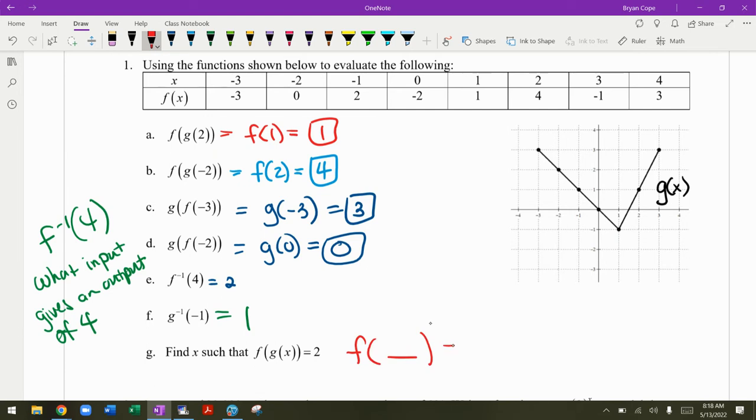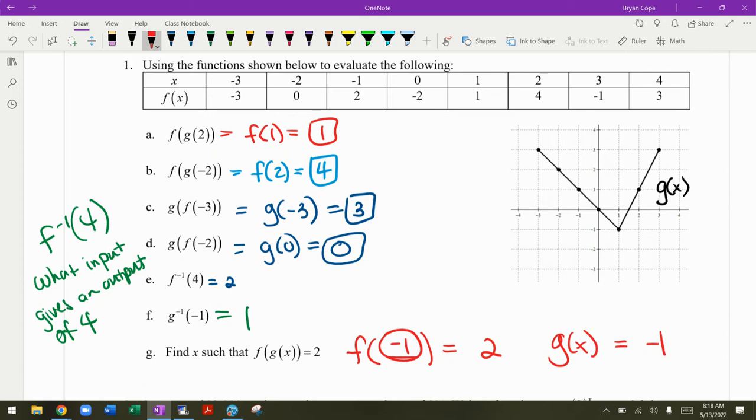F of what equals 2? I want to be able to see everything though at once, so hang on. So f of what equals 2? And the answer is negative 1. So that means this inside is negative 1. Do you agree or no? Is that okay? Because we're saying what input gives me an output of 2? That means that g of x equals negative 1.